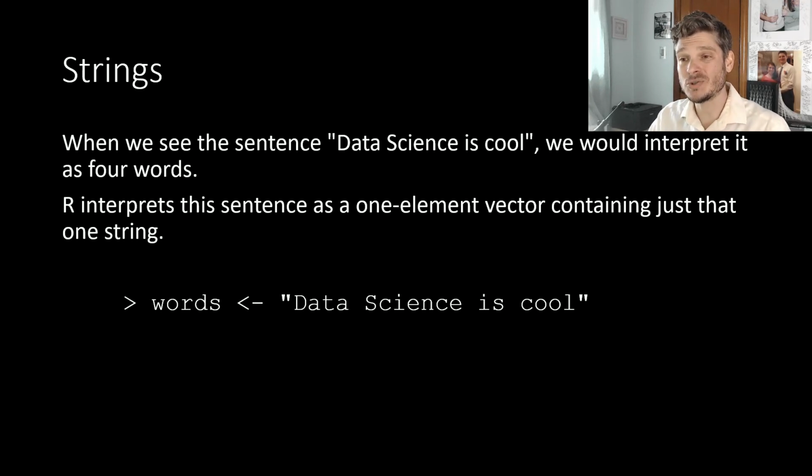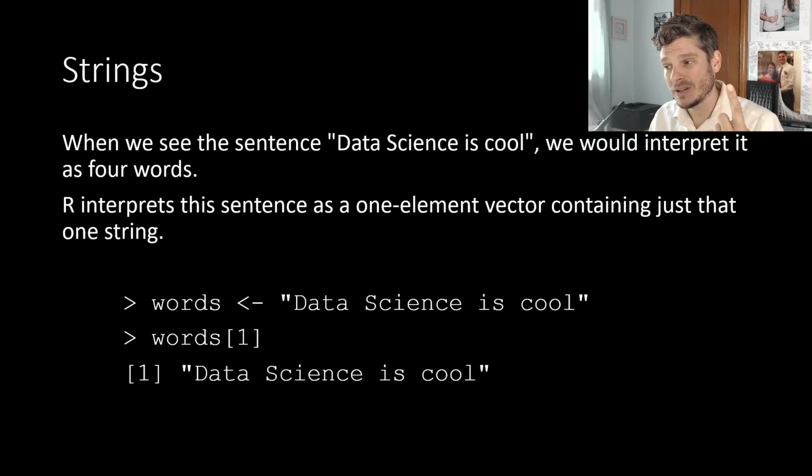So again, if I store that phrase, data science is cool, that's one long character vector. If I index the first element, it's the entire sentence. R says it's the entire thing. Everything in that quote is my first element because it's all together. Everything in the quotes is that first element. There's one and only one element in my variable words.